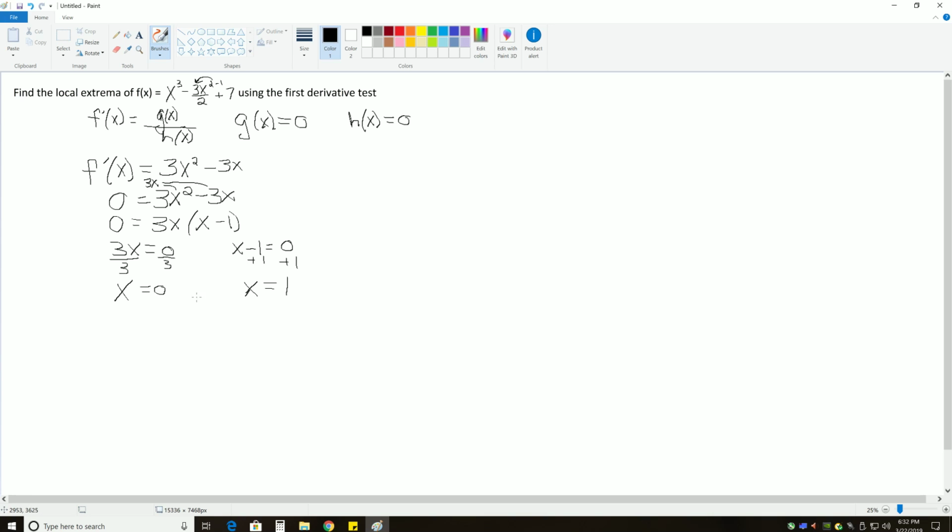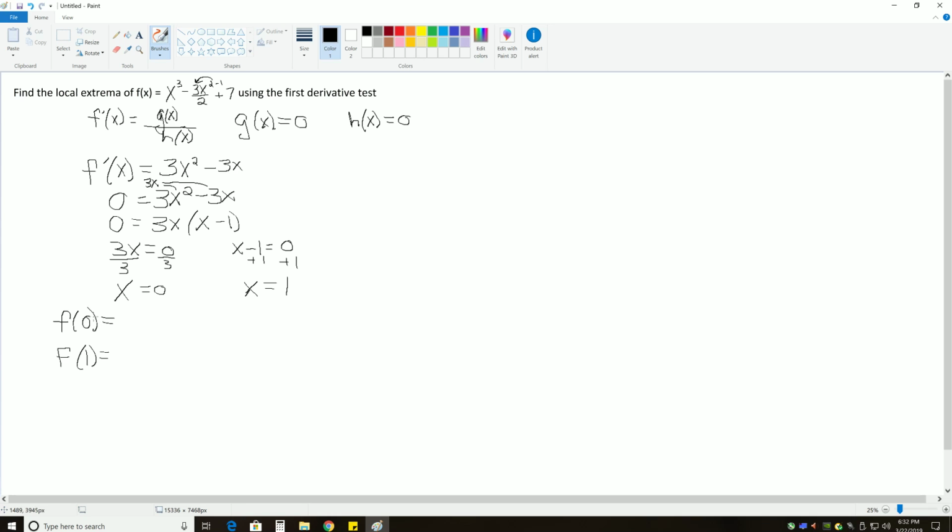So these are our two partition numbers, but in order for us to use them in the first derivative test, they have to be critical numbers. And the only way for them to be critical numbers is if we can plug them into the original function f of x and get a real answer. Meaning we now need to find f of 0 and f of 1.